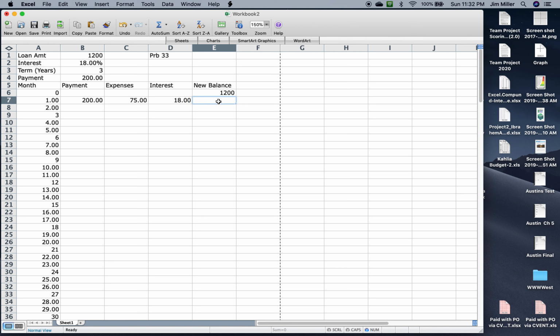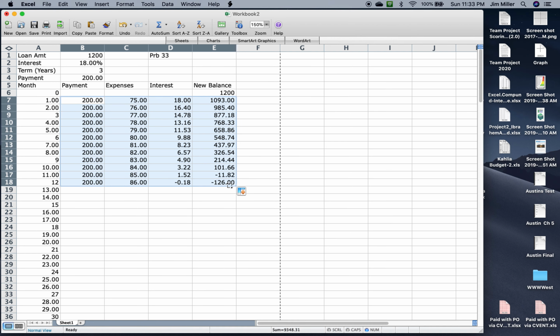And so our new balance would be equal to the old balance minus the payment plus any new expenses plus the interest. There's our new balance. And now we should be able to just copy these down and we should see it going down.